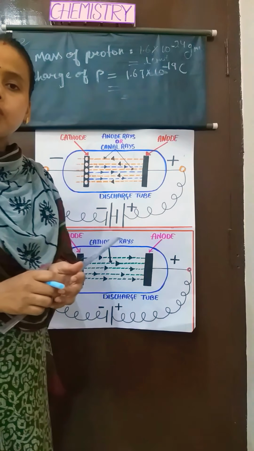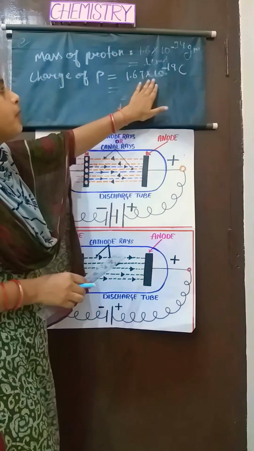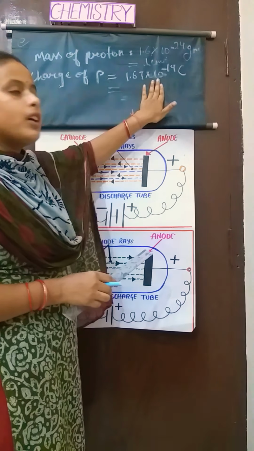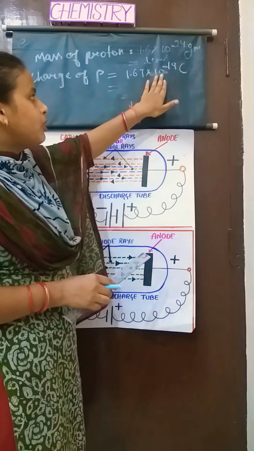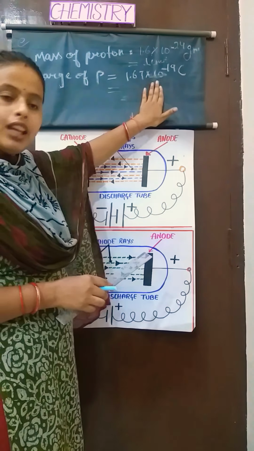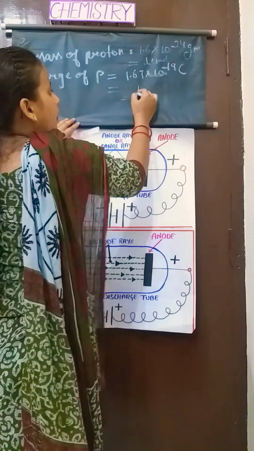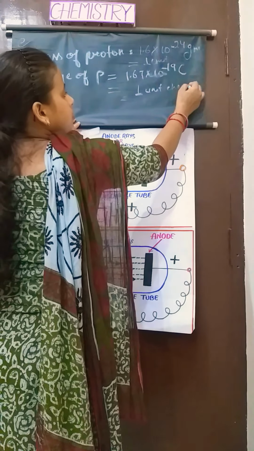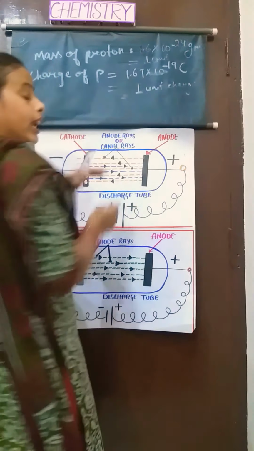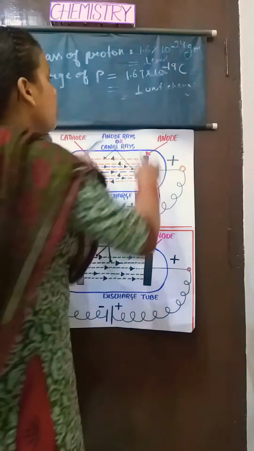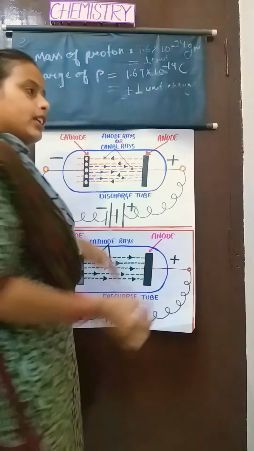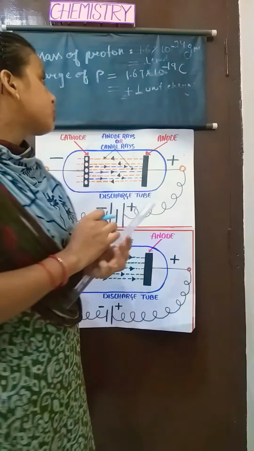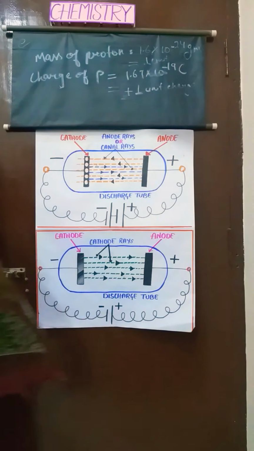The charge of proton, so again you can see the value is same with the electron, and this value is very small. So for calculation purpose or to make it easy, we consider it 1 unit charge. And it is positively charged, so we will keep plus sign before the 1 unit charge. Yes class?